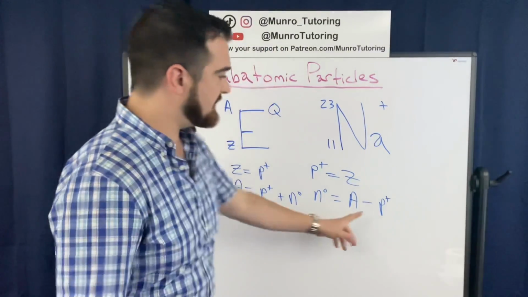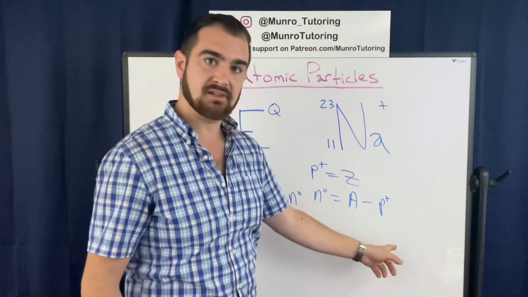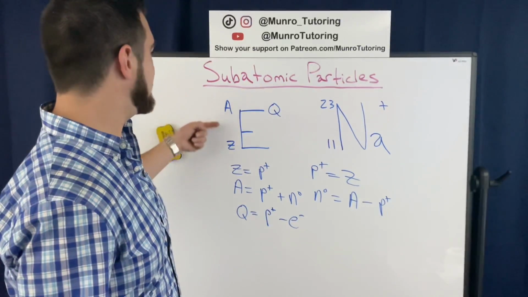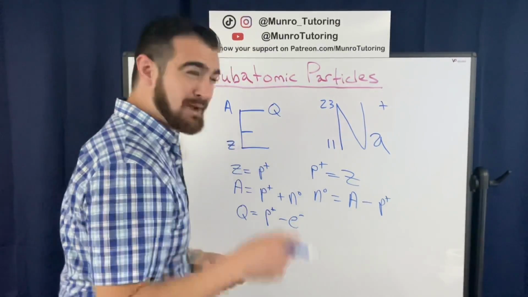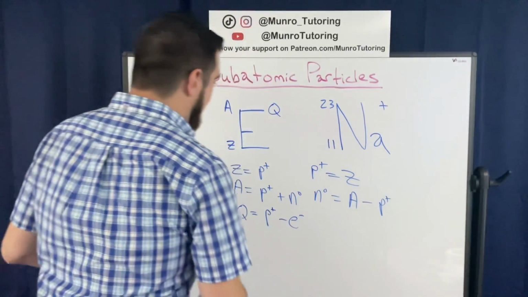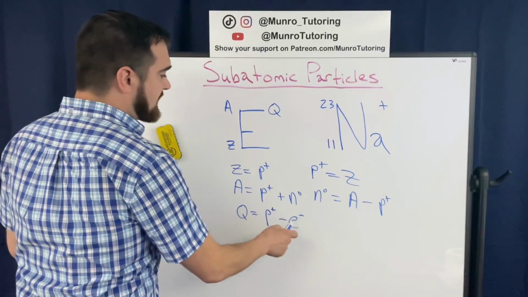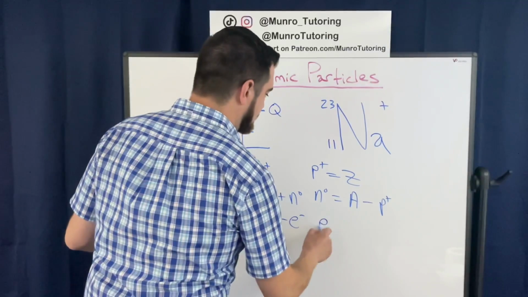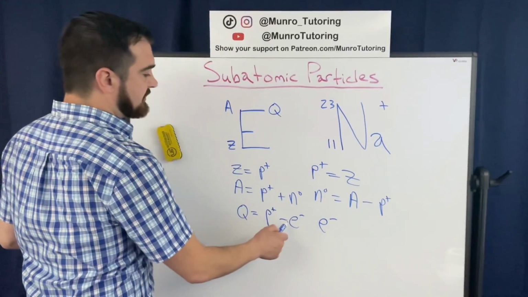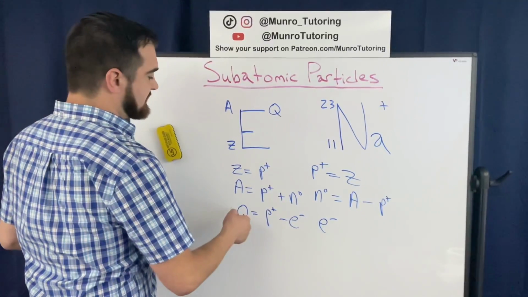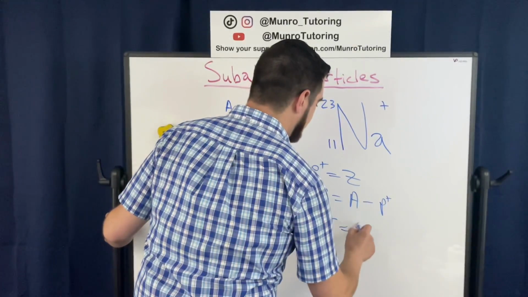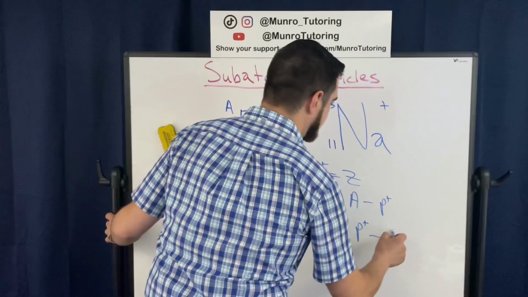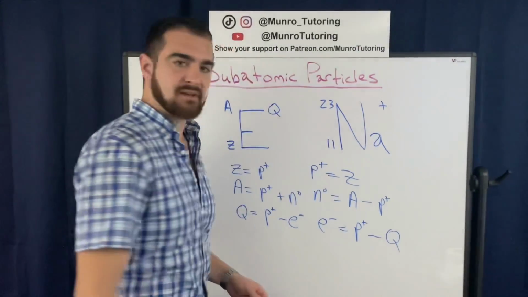You could also write, instead of p plus, you could write z instead. You could do A minus Z is equal to the neutrons. A lot of people write it that way. That's probably the way it's in your textbook. And then to find the number of electrons, we would solve for electrons here, right? So if I add it to this side to make it positive, then subtract q over, it's going to be equal to the number of protons minus the charge, okay?